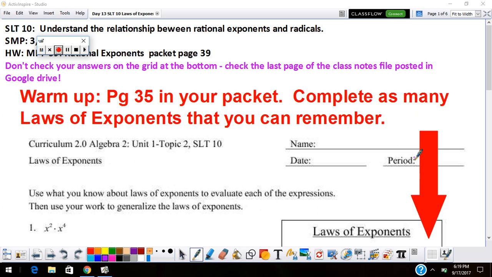Okay, this is going to be a lesson on Unit 1, Topic 2, Student Learning Task 10, Understanding the Relationship Between Rational Exponents and Radicals.